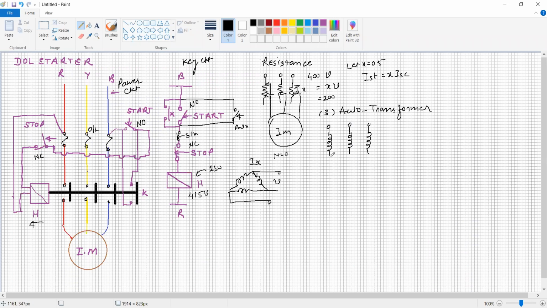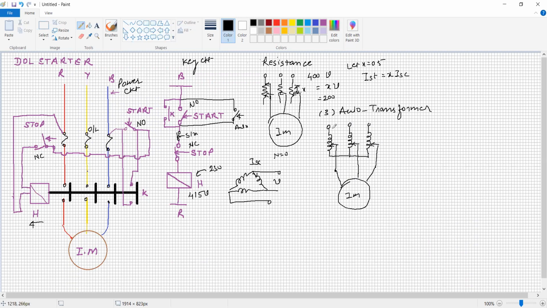It will give the proper starting torque. The starting torque, no doubt, is smaller. We will see what the starting torque of the induction motor is with the help of the auto transformer, but it will give a more efficient way to start the three-phase induction motor as compared to the rotor resistance starter, as compared to the resistance starter.